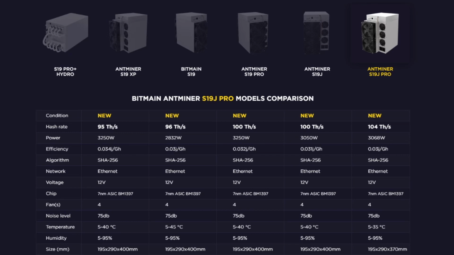Now, earlier in my video, I did say it was 3,050. That was incorrect because that is actually the S19J, which is a 100 terahash unit. The S19J Pro is the 104 terahash unit, and it advertises 3,068, but we are actually at 3,310. So always good to have a voltage meter if possible.